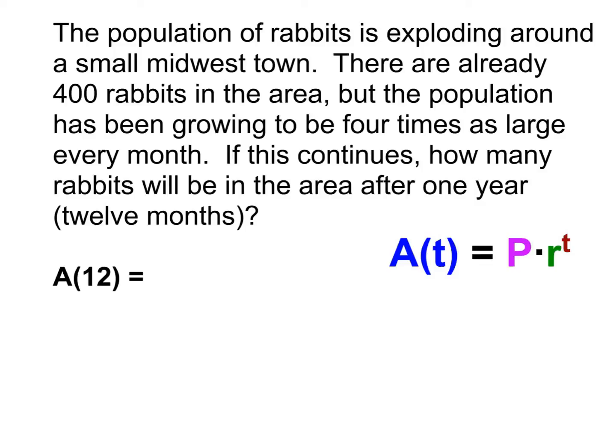Okay, next up, the p-value. What is the value of p in this problem? 400. Absolutely, it is 400. So why 400? Because p is the starting value. And so we start with 400. Now the r. What is the r in this problem? 4, absolutely, because the population has been growing to be 4 times as large.